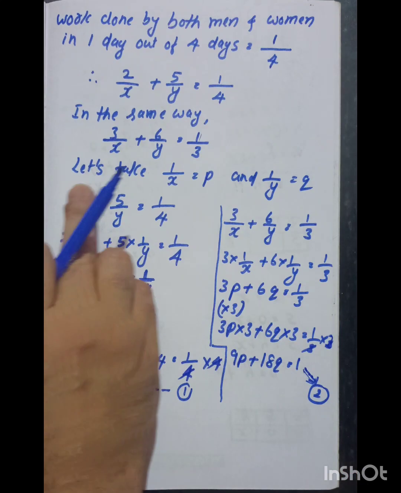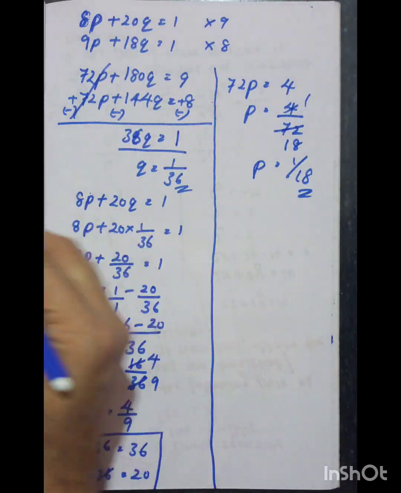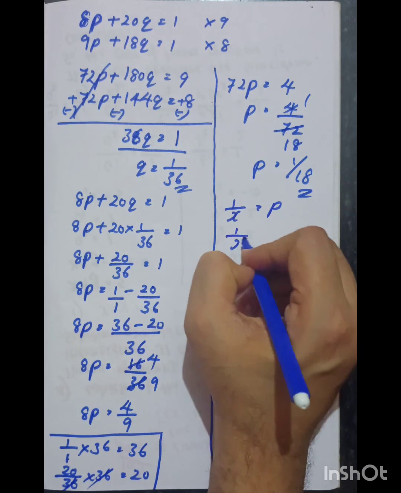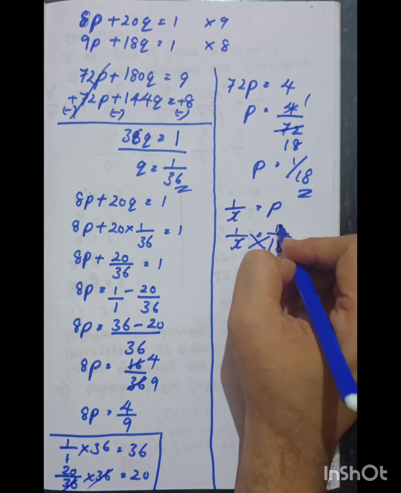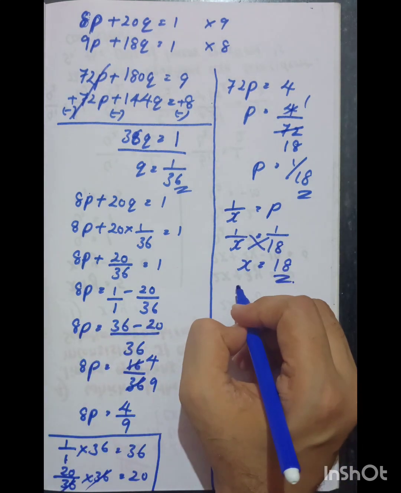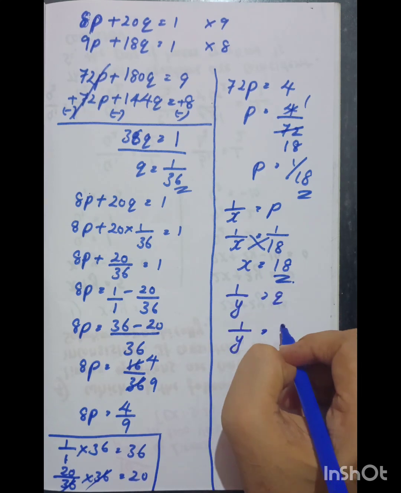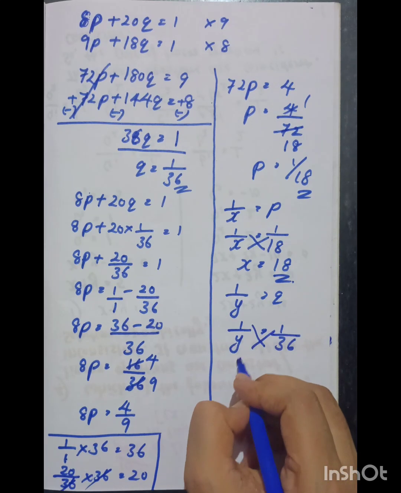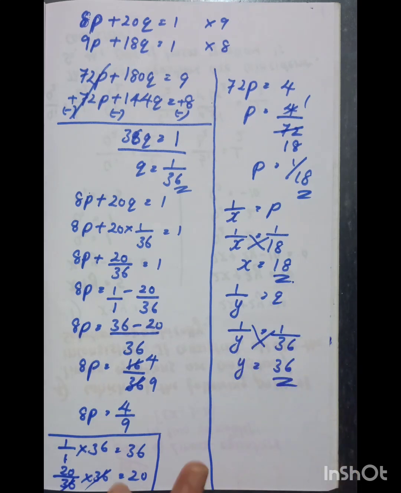Now with the help of this, let's find the answer for x and y. Here 1 by x is taken as p and 1 by y is taken as q. So 1 by x equals p. 1 by x, what is p? 1 by 18. Let's do the cross multiplication. x into 1, x, 18 ones are 18. So x is the answer. Then 1 by y equals q. 1 by y, what is q? That is 1 by 36. Do the cross multiplication, y ones are y, 36 ones are 36. So x is 18 and y is 36.